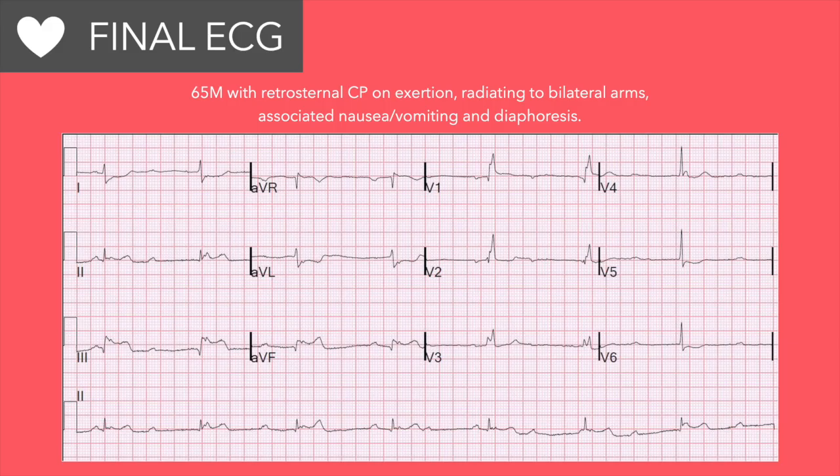Let's look at waves. The P wave looks okay. It doesn't look majorly tall. It doesn't look majorly too wide. The Q waves, I see a Q wave in 3, and I see a Q wave in AVF a little bit. The QRS itself overall has kind of a low voltage.